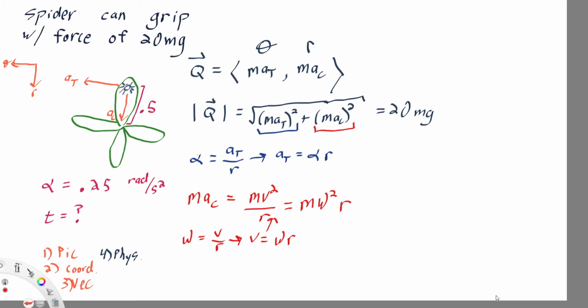But we do know that our kinematic equations apply. So if we pull out K2, we can say omega equals omega naught plus alpha t. Omega naught is 0 in this case. So we just have alpha t. So this piece we can rewrite as m alpha squared t squared r. Okay, and that actually gives us a function of time, which is exactly what we wanted.